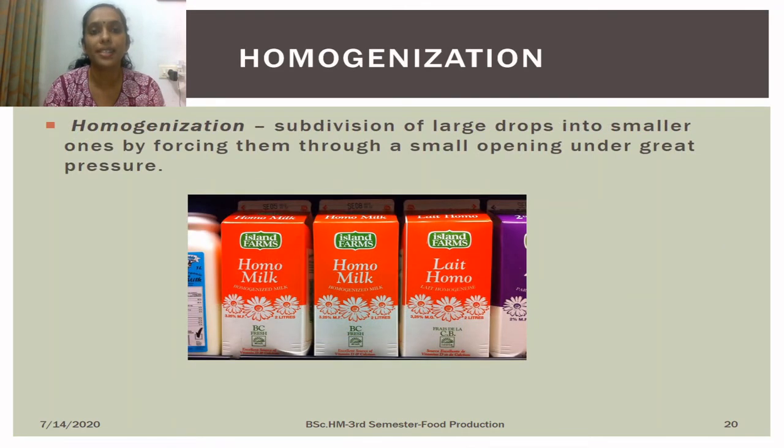Next one is homogenization. Homogenization refers to a state where a similarity or uniformity is found in a liquid or in an ingredient. This is made possible by the subdivision of large drops into smaller ones by forcing them through a small opening under great pressure. For example, in homogenized milk, we find that the distribution of cream is even all over. So the cream is broken down into finer particles and it gets distributed all over.